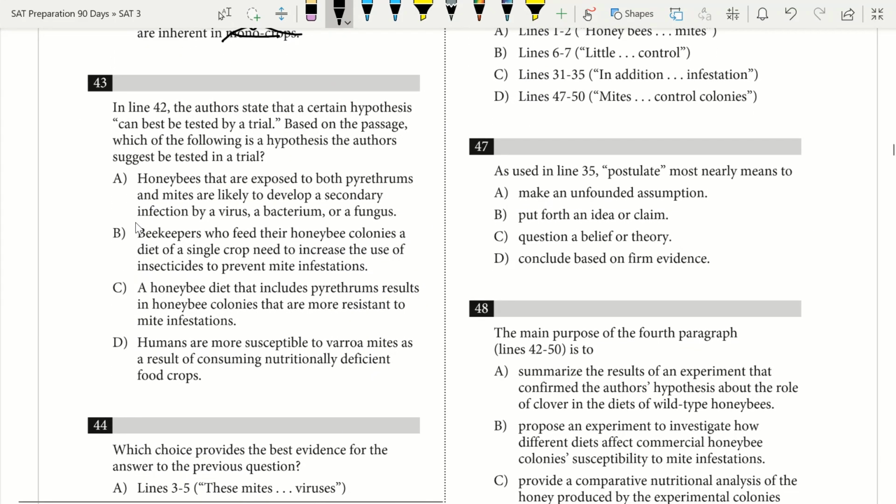All right, question 43. So we have in line 42, the author states a certain hypothesis can be tested by a trial. Based on the passage, which of the following is a hypothesis the author suggested be tested in a trial? Okay, so this is specific to line 42. This is most certainly a little detailed question, right? Anytime we see that we're referred to one single line, and it's not a most nearly means question or a words in context question, it's probably going to be a little detailed question. All right, so in this case, we're asked about line 42. So let's go ahead and take a look there.